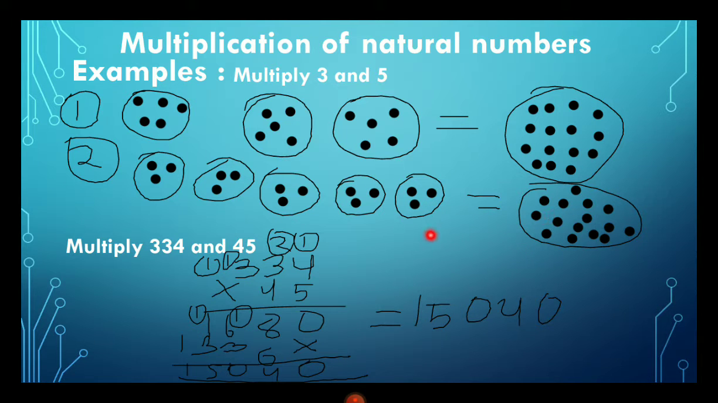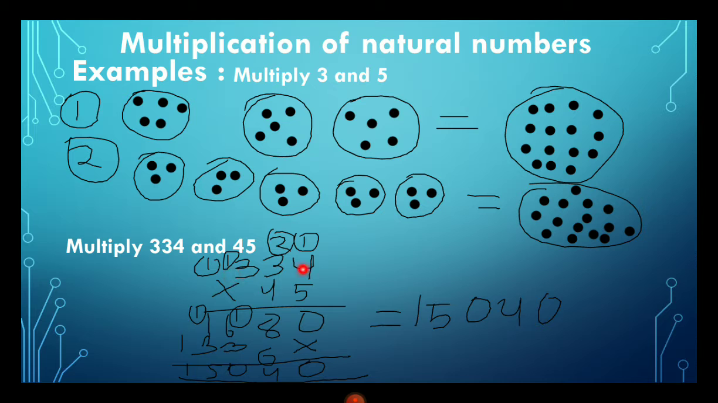Okay. Now let's multiply 334 and 45. Will you make 45 groups and put 334 dots, or 334 groups and put 45 dots? No. We will do it like this. 334 into 45. 334 into 5 we will multiply. We will get 1680. Now we will multiply 334 into 4. But not 4, it's 40. So we will put a cross to ignore the 40. We will consider 4. You will put the carryovers here and need to add them.